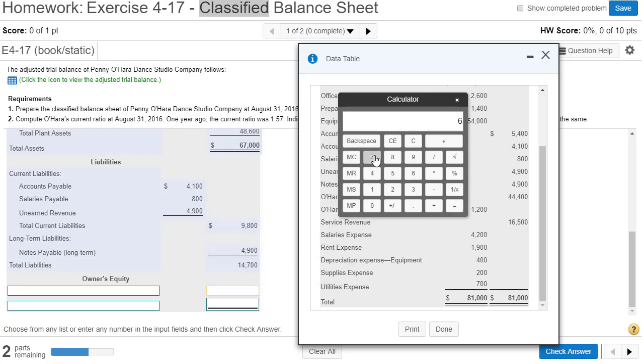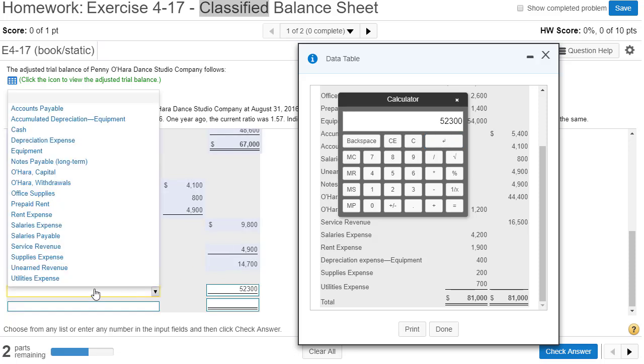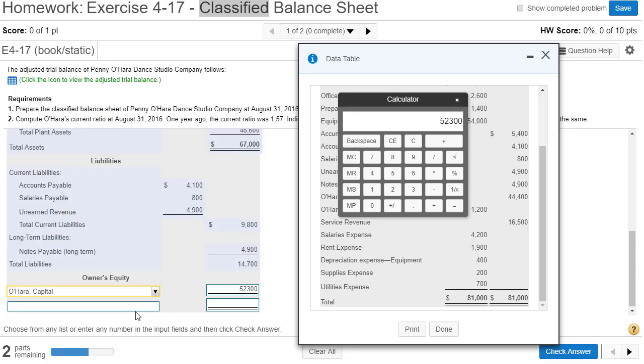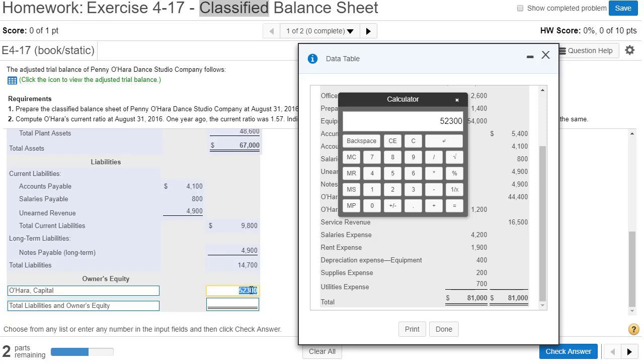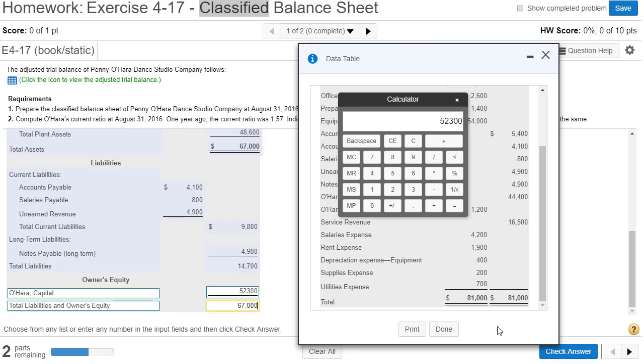So we've got 67,000. We're going to subtract 14,700. That gives us $52,300 of capital. And that's O'Hara capital. And then this final line is total liabilities and owner's equity. Double check your work. Does 14,700 plus 52,300 equal 67,000? Yes, it does. And our balance sheet balances.